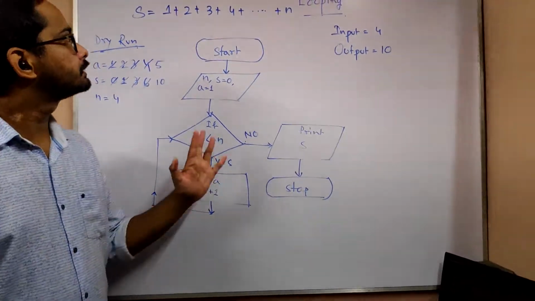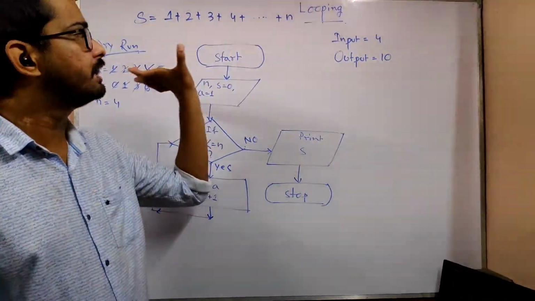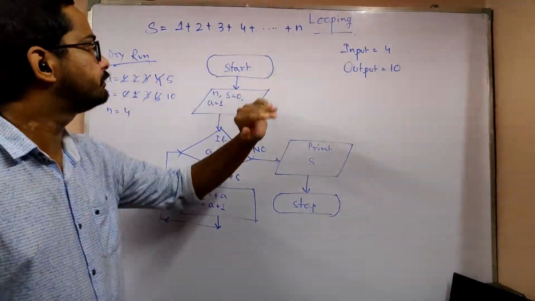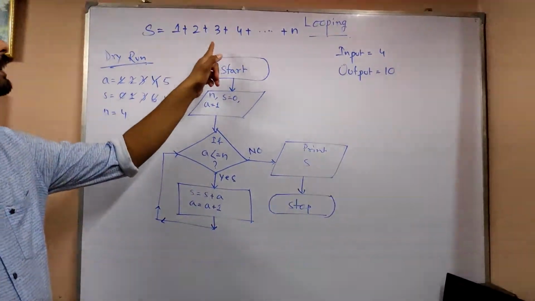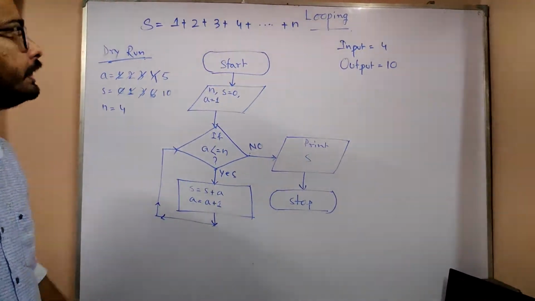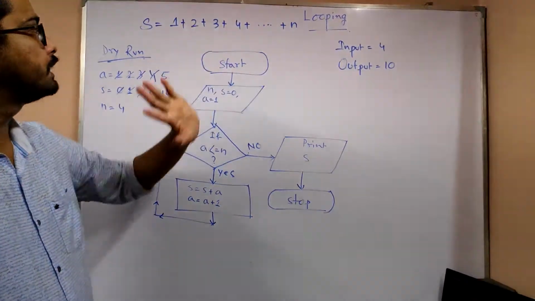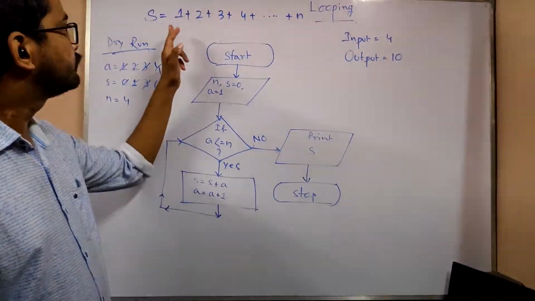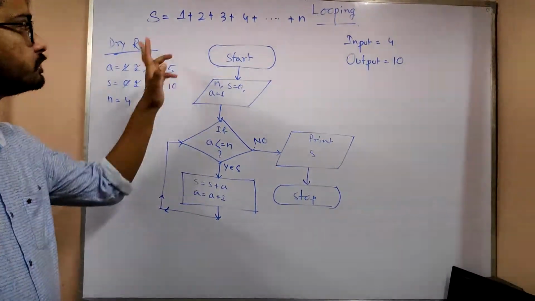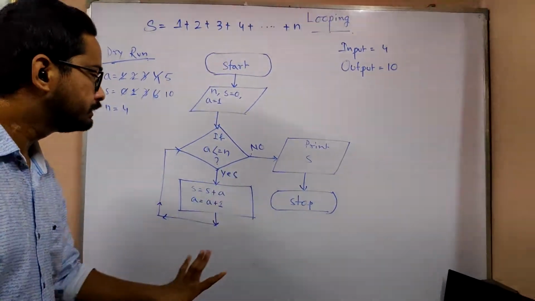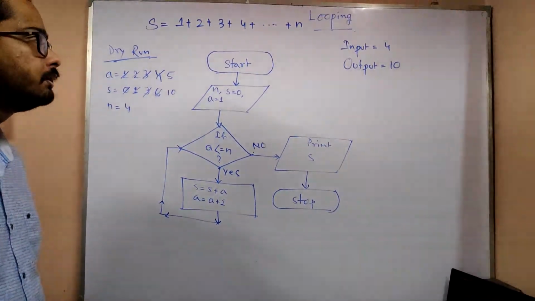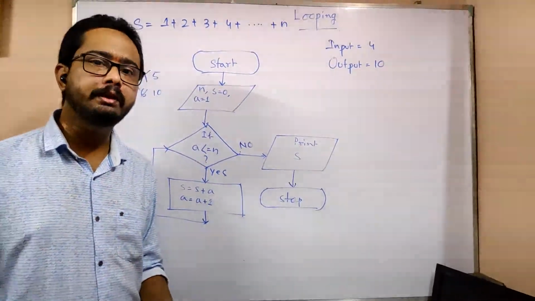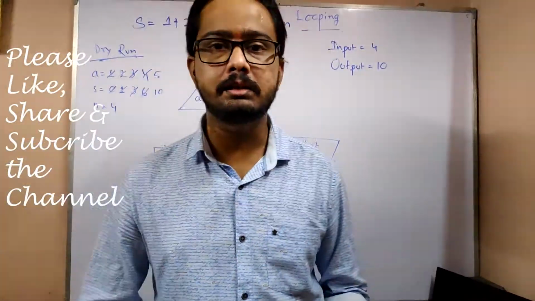So hope you understand. First you have to understand the question. If I give 5 instead of 4 as input, then the result will be 10 plus 5, 15. If I give 3, then 1 plus 2 plus 3, that is 6. If I give 2, the output will be 3. So this is the logic and this is looping with the help of flowchart. Hope you understand. I will explain in another video with another example so you can understand easily.